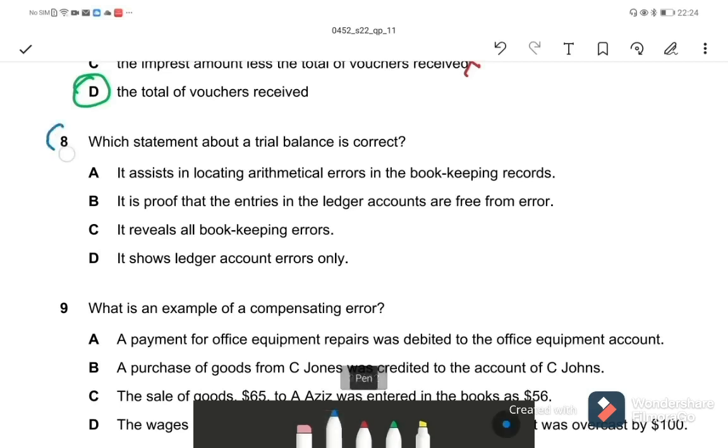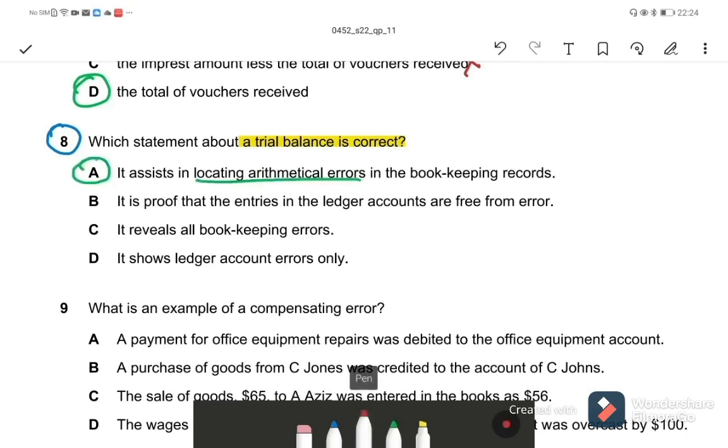Question number 8. Which statement about trial balance is correct? First one, it assists locating arithmetical errors in the bookkeeping records. The first one is correct.